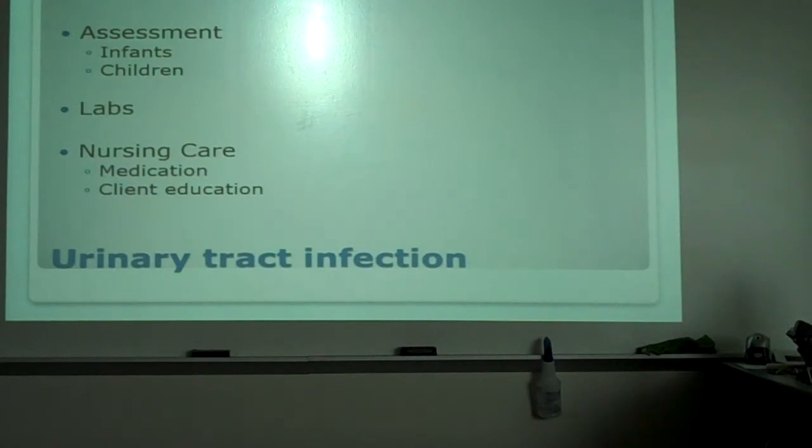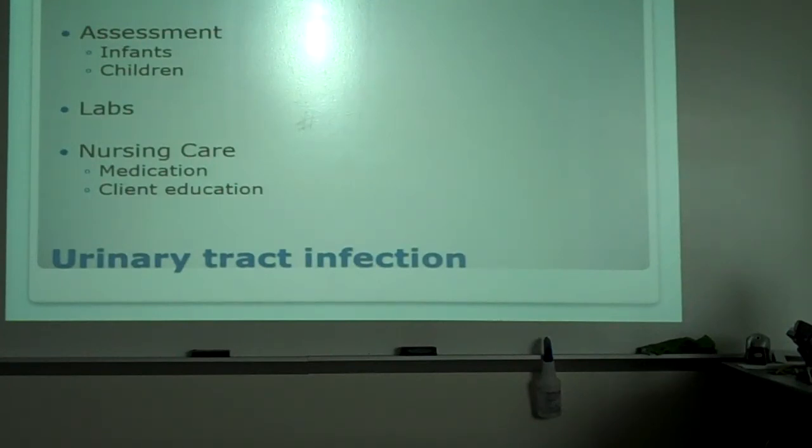So we can teach ways to help prevent urinary tract infections. Okay, so E. coli are one of our major causes. There's some things we can do to help prevent that. And we're going to talk about those here in just a moment.